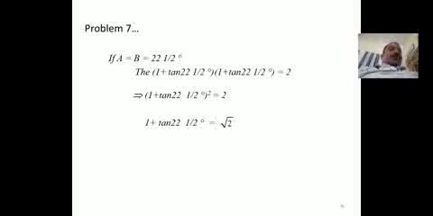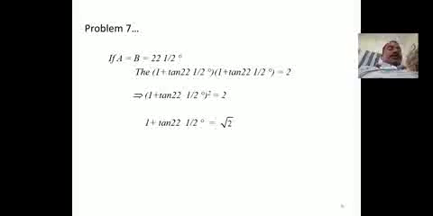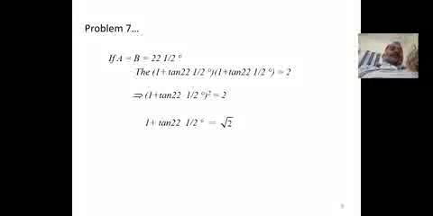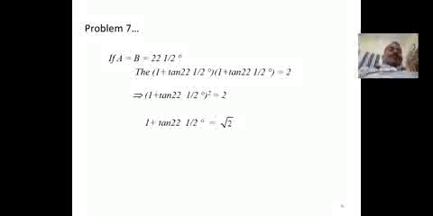Actually it is plus or minus root 2, but here tan 22½ is an acute angle, so we will consider only plus root 2. Here we will ignore the negative sign because tan 22½ is an acute angle. Tan ratio of an acute angle is always positive, so 1 plus tan 22½ is root 2. Tan 22½ is root 2 minus 1. This is the value of tan 22½.